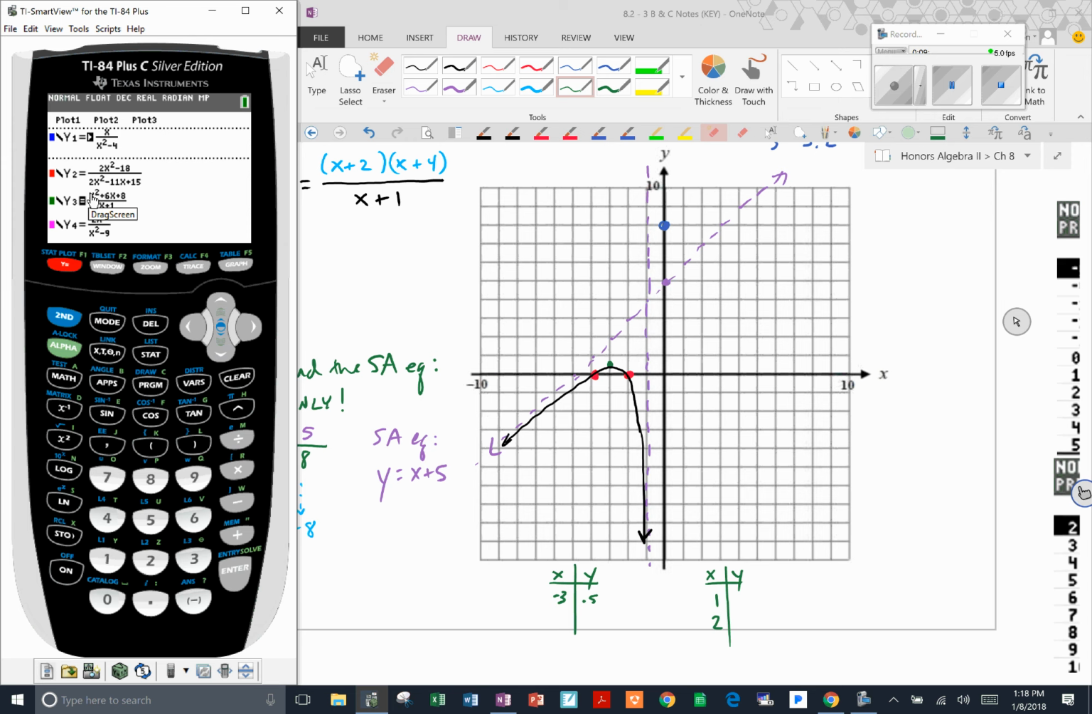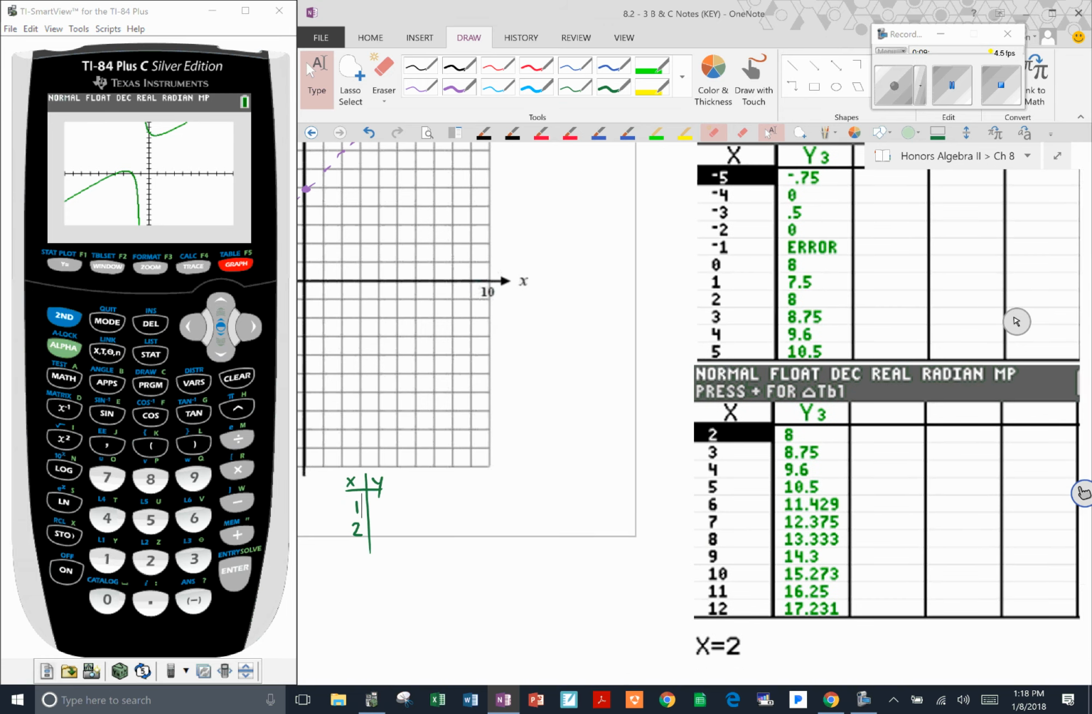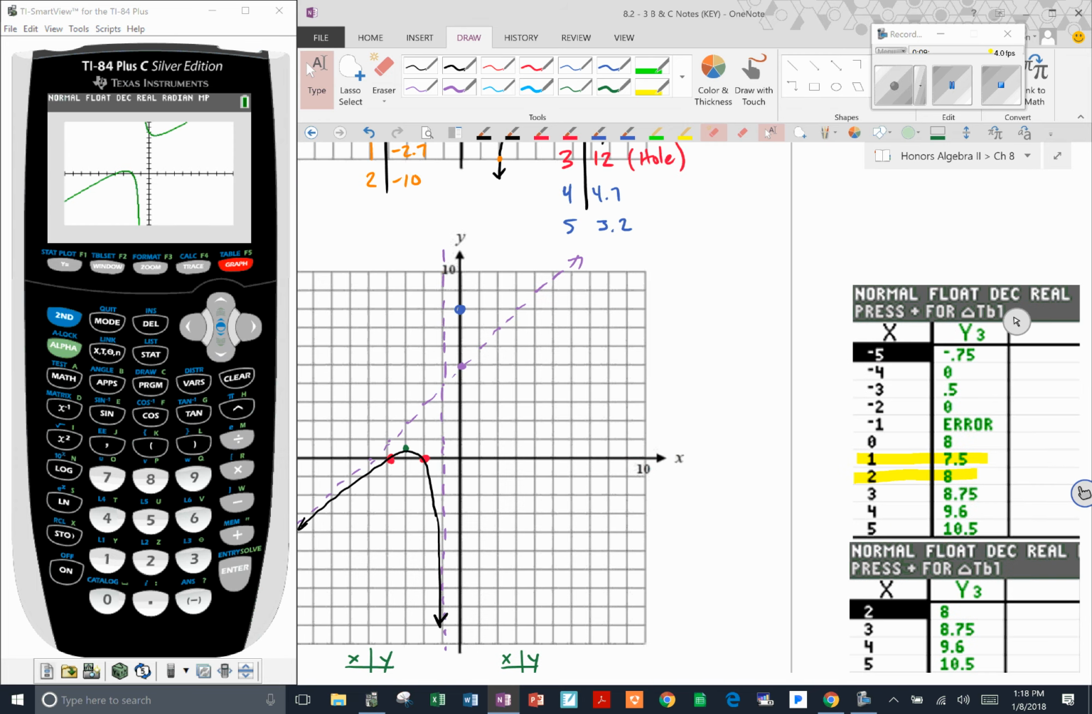It's going to be that green graph right there. And I have my graph on the 10 by 10 window, the standard window, so you just do zoom 6, but I've got this all over here too. So if you want to write down what we get for 1 and for 2, we get 7.5 and we get 8. So at 1 I get 7.5, and at 2 I get 8.